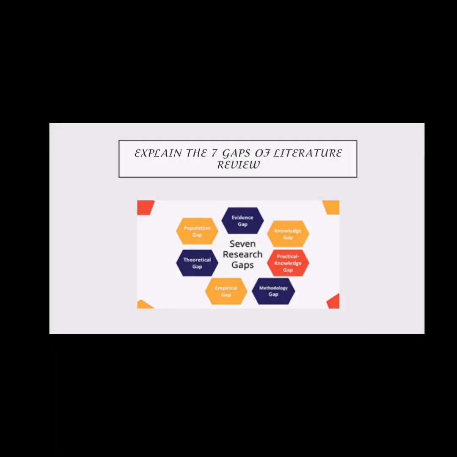The 7 gaps of literature review are: evidence gap, knowledge gap, practical knowledge gap, methodology gap, empirical gap, theoretical gap, population gap.